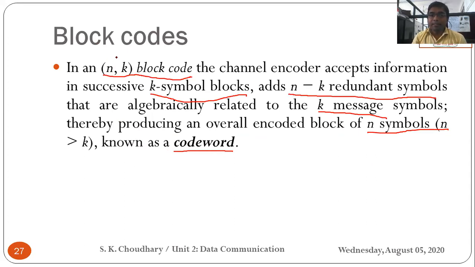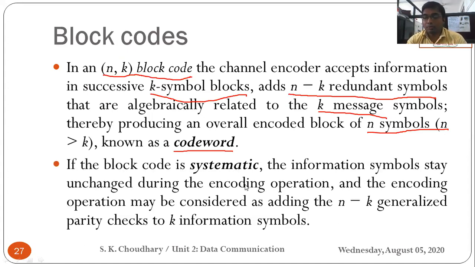So here n represents the bit length of the code word and k represents the bit length of the message. That means we take a k-bit message symbol and add the n minus k redundant symbols to this message, and when we add this, we get an n-bit code word. So out of a k-bit message, you can generate an n-bit code word. So always the length of the code word is greater than the length of the message bits.